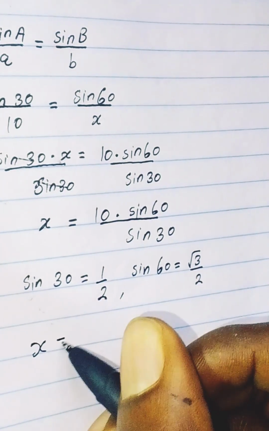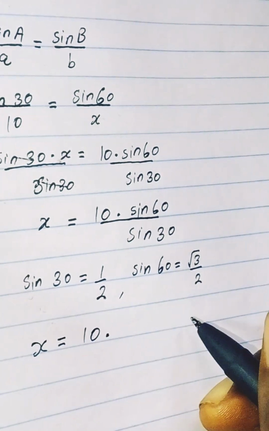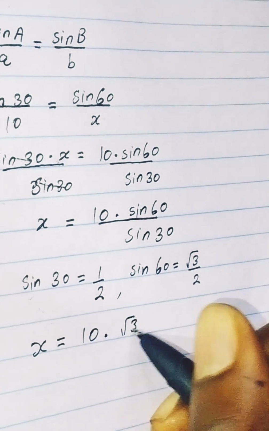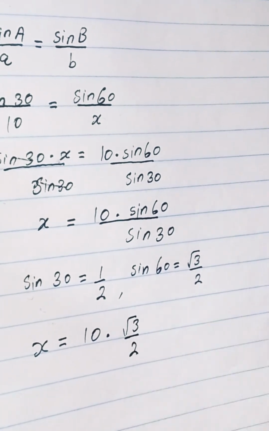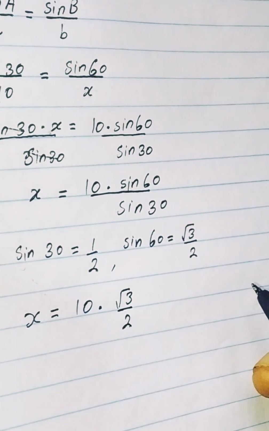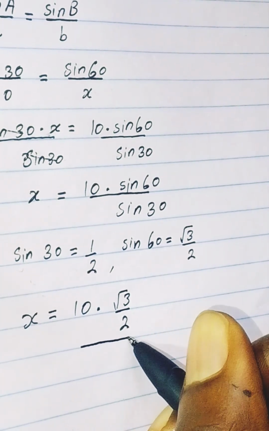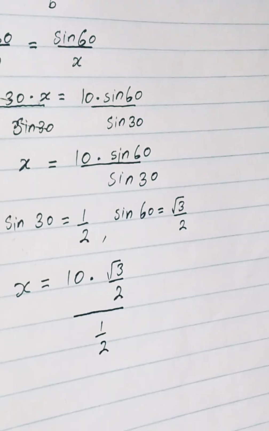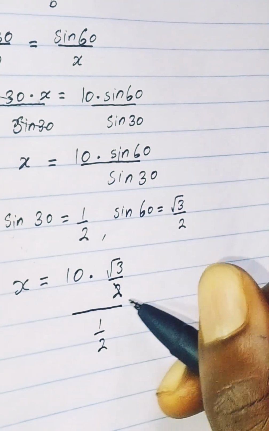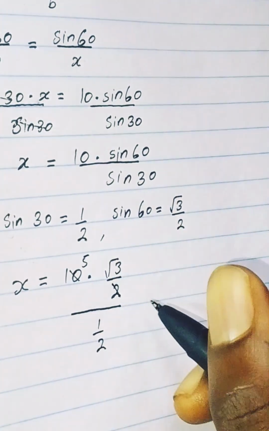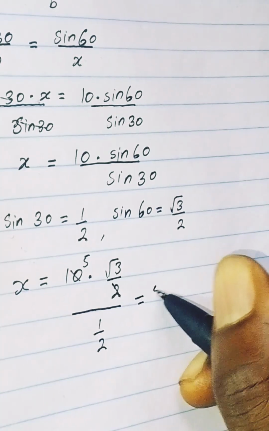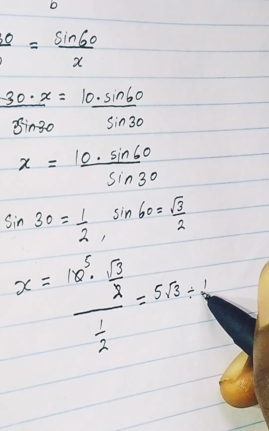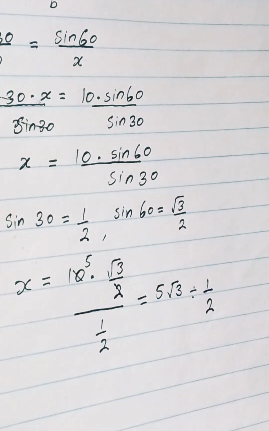We'll be having x equal to 10 times sine 60, which is root 3 over 2, and that over sine 30, which is 1 over 2. Now from this part here we have this one 1, this one 5. So we'll be having equal to 5 root 3 divided by 1 over 2. You get that?